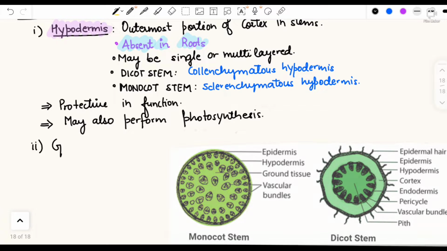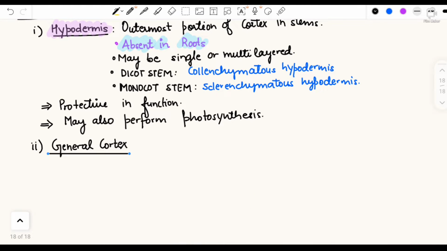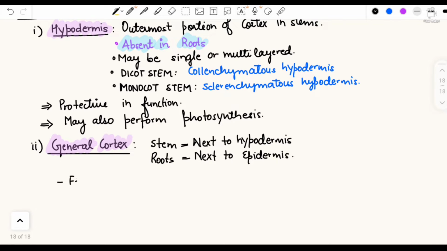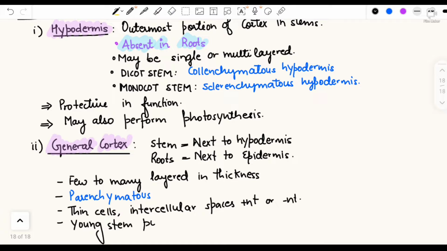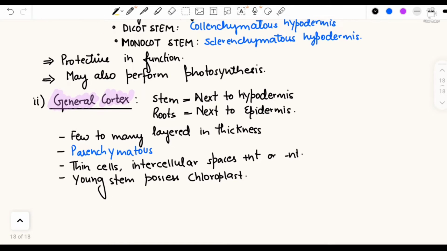The second subzone in cortex is the general cortex. Now this general cortex, we have two positions in case of stem and roots. In case of stem, the general cortex is next to hypodermis as we have seen, but in case of roots it's next to epidermis, since in roots there is no hypodermis. The general cortex can be few to many layered in thickness. Also, it's generally parenchymatous in nature, where thin cells are present, and intercellular spaces can be present or absent.